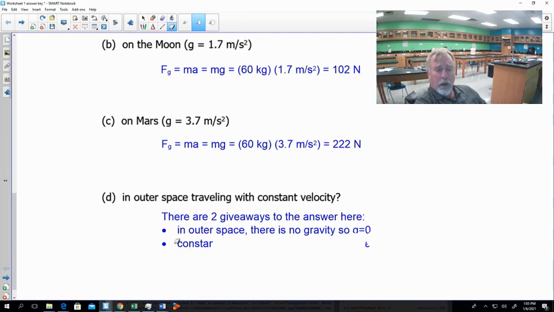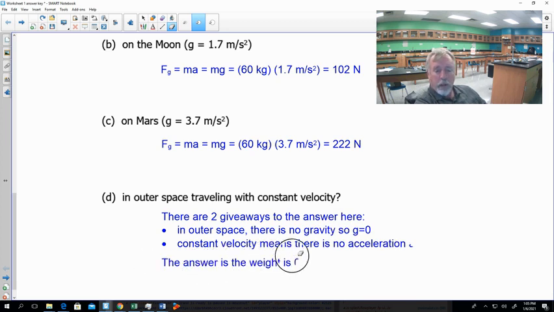The other thing to think about here is the problem told us that the velocity was constant. Well, if the velocity is constant, it also means there's no acceleration. What does that all lead us to? Both of those points to the answer here: the weight of our astronaut in space traveling at a constant velocity would be 0 newtons.